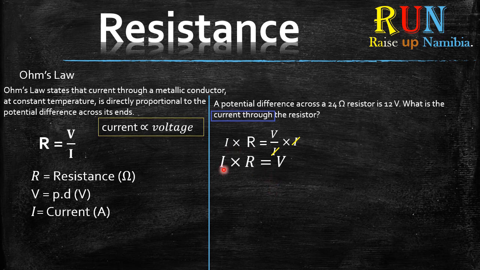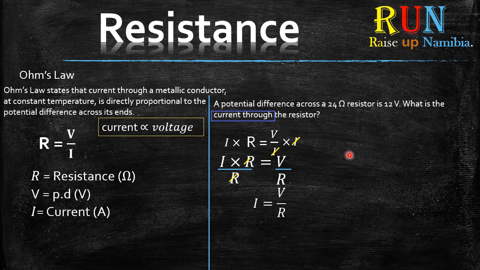But since I want to have I alone on one side, I'll divide both sides again by R, which will cancel out on the left hand side, and I'll be left with I equals V divided by R. Okay? So basically you should just know how to make a certain letter the subject of the formula. Then you'll have current equals potential difference divided by the resistance.